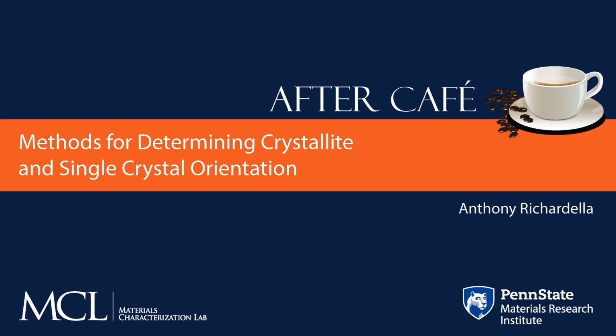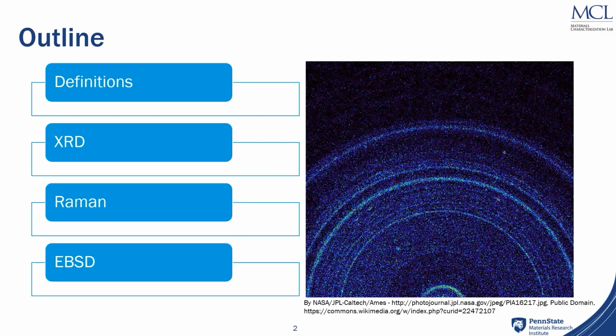Hello, so for today's After Café talk, we're going to be discussing methods for determining crystallite and single crystal orientation. To do this, I'm going to give a couple of definitions at the beginning, then I'm going to talk about some XRD techniques, Raman, and electron backscatter diffraction, EBSD.